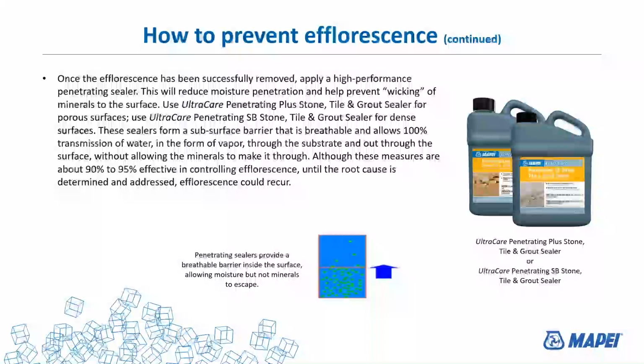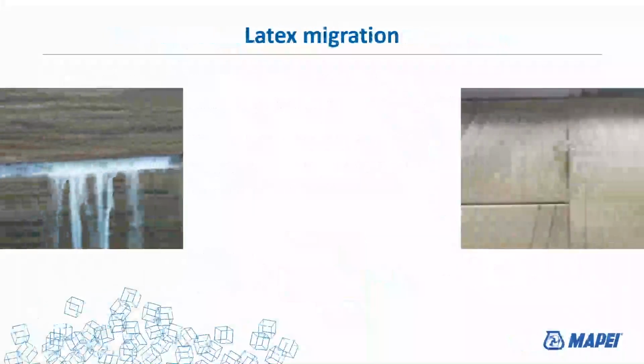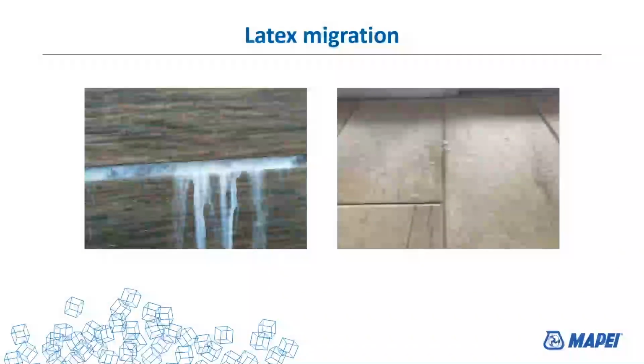Latex migration, although it looks like efflorescence in a lot of ways, and a lot of times it is a combination of both, it can be significantly different. These types of streaks, cascading streaks, is almost sometimes a dead giveaway to latex migration. But it has a different characteristic. It's not as much of a bloom as it is a gooey mixture.